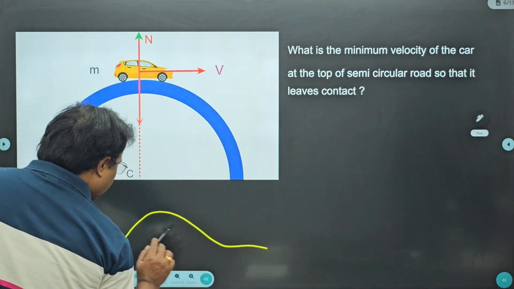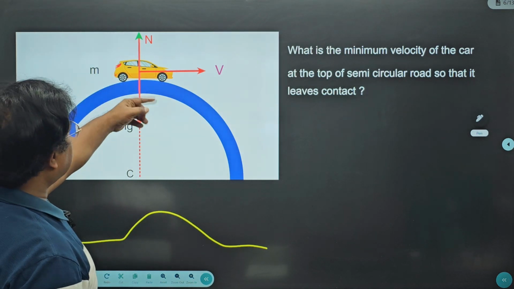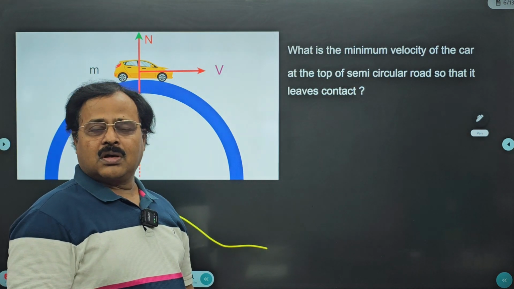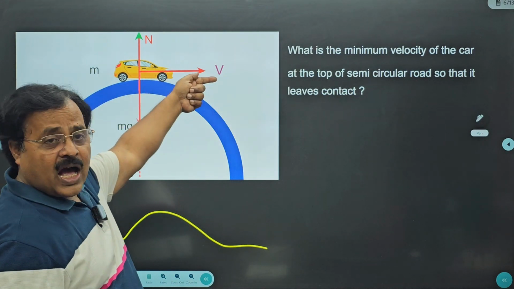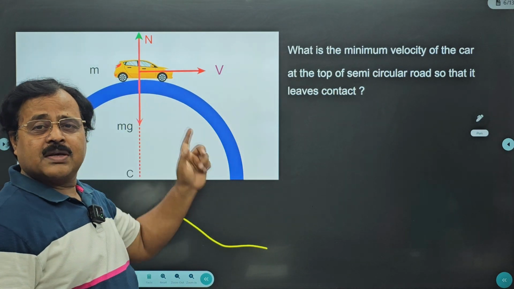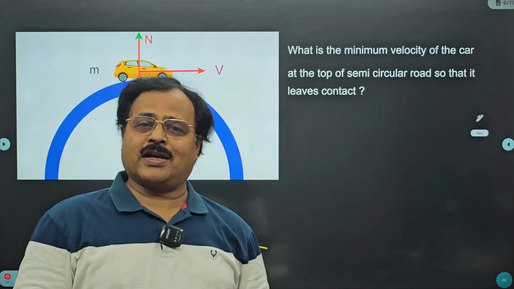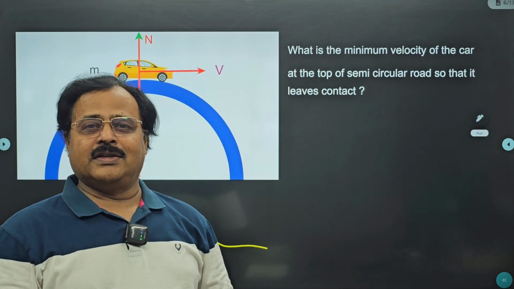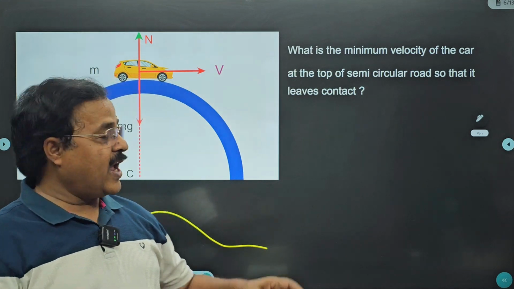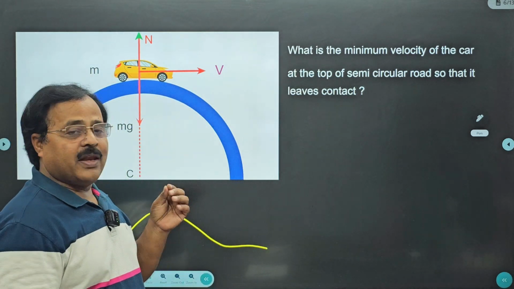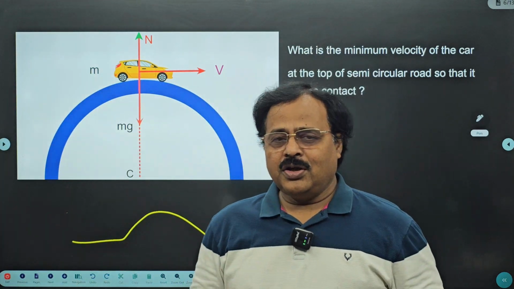Suppose my question is: if a car is at the top of this semicircular road, a convex surface, what should be the minimum velocity of the car at the top of this semicircular path so that it leaves contact? That is what concept 1 is. Today I am going to explain how you will find the minimum velocity.